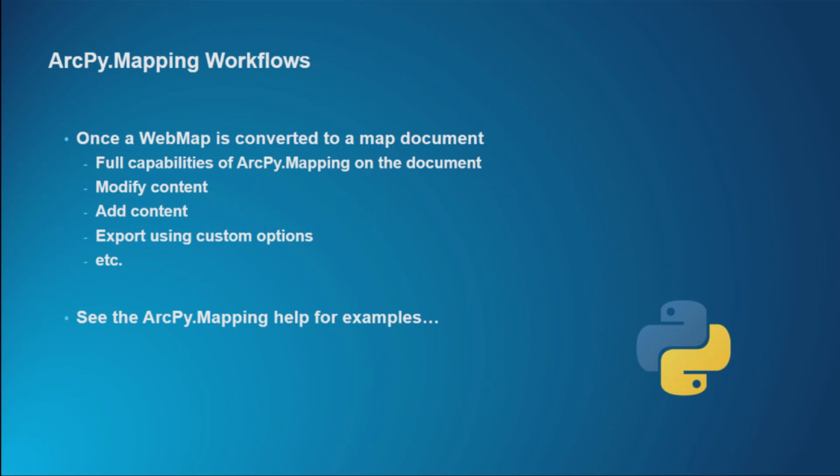Now, once the web map is converted to the map document, you have the full capabilities of ArcPy mapping with that document. So you can modify content. You can add content. You can even export using custom options if you want to get into some of the more particular options of, say, PDF export. And really, this is no different than any of the other workflows with ArcPy mapping at this point. If you want to manipulate your map, that's something ArcPy mapping is really, really great at. And you can read tons and tons of examples in our ArcPy mapping help for guidance on how to achieve those things.